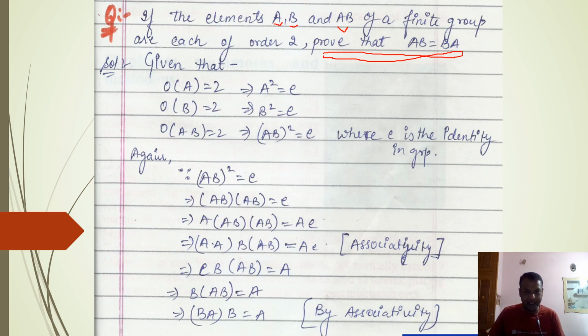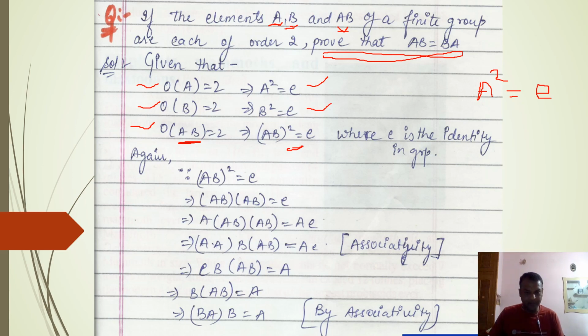Because it is stated that the order of A, B and AB are all 2, we can write order of A equal to 2, order of B equal to 2, order of AB equal to 2. Since 2 is the order of A, if we apply power 2 on A, then obviously we will get an identity. Here we have assumed that E is the identity. So A square will be equal to identity, B square will be equal to identity, and similarly the order of the element AB is also 2, so AB square will also be equal to identity.